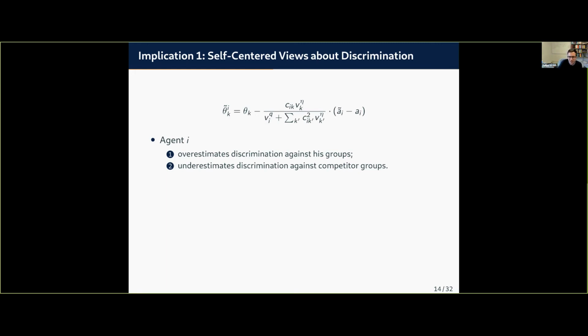Similarly, if you're competing with people from another group, then you're going to underestimate how much these people are disfavored by discrimination. And the intuition is that, again, person I feels he's not achieving as much as he should, and believing in this discrimination explains this perceived injustice.